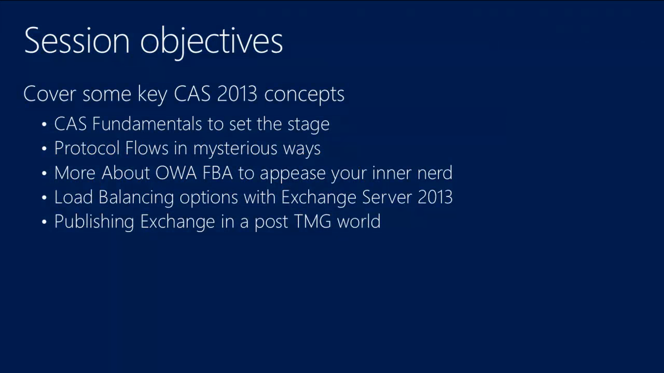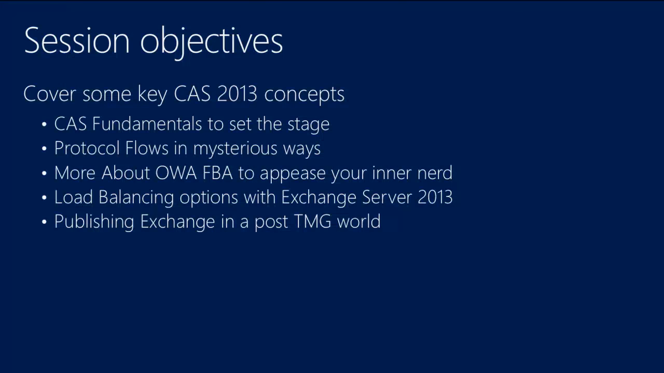All right, so what my plan is for the next hour and a bit is really 5 key areas that I'd like to focus on. Some fundamentals. We're going to cover some fundamental CAS things that I use to help me understand and to explain simply to people the CAS role. We're going to talk about protocol and how the different clients access CAS, access the mailboxes, and how each of those work with different versions of Exchange. We're going to talk about 2007, 10, and 13. We're going to talk a little bit about OA FBA. There's something kind of neat that we've done there so that FBA works in a slightly different way, and I thought that might be interesting for the nerds, for the inner nerd amongst you.